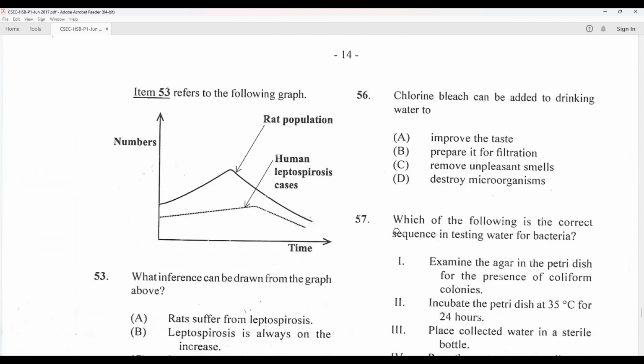56, chlorine bleach can be added to drinking water to improve the taste. No, water tastes fine without chlorine. Prepare it for filtration. Why, just not filter it? Remove unpleasant smells, destroy microorganisms. The best answer is D.